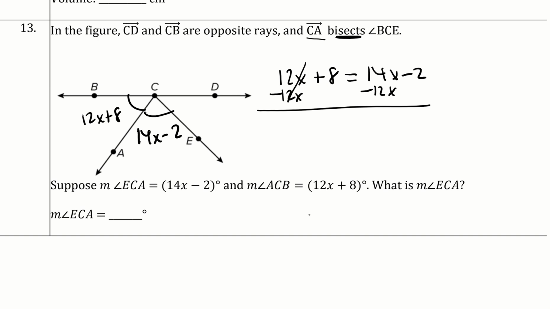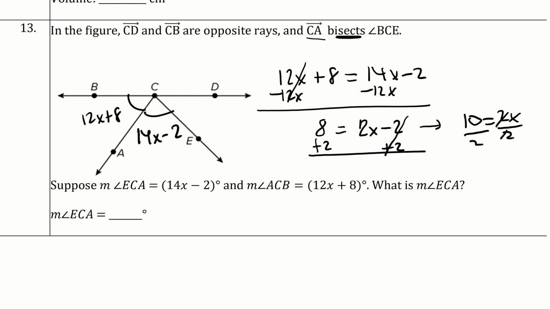I'm going to move the 12x to the other side, subtract 12x on both sides. And I'm going to add 2 to both sides, move the constant to the left side. I'm going to use the division property, divide by 2. I get x equals 5.